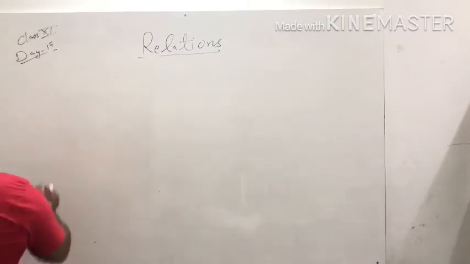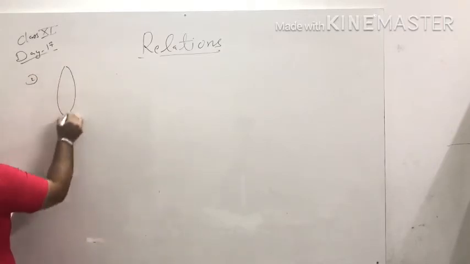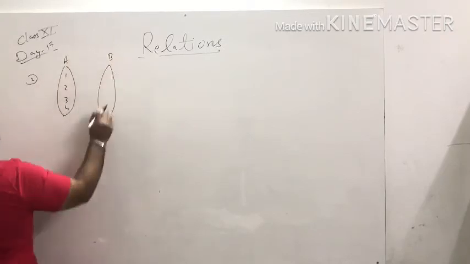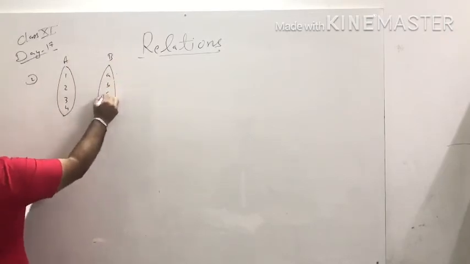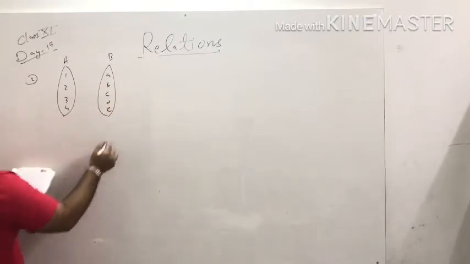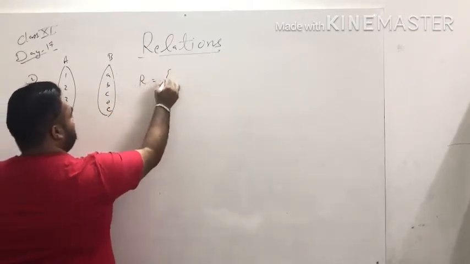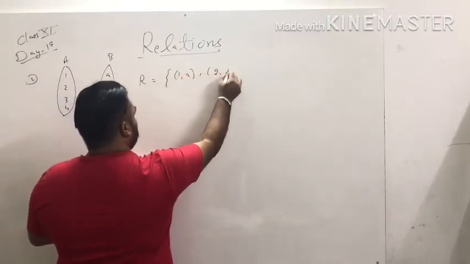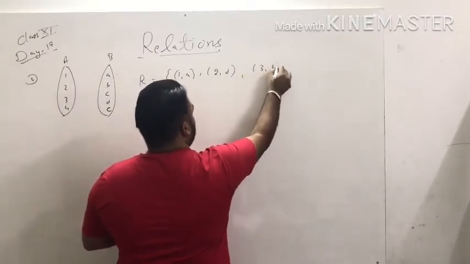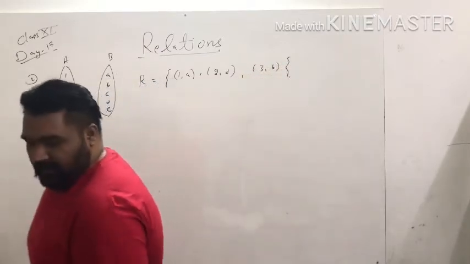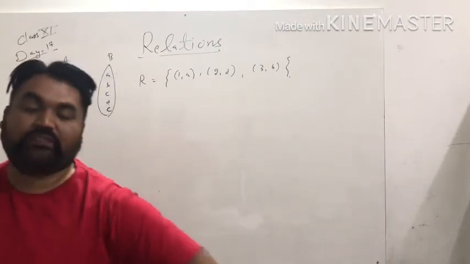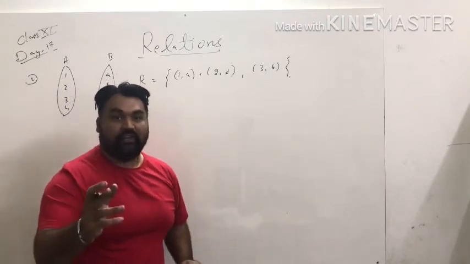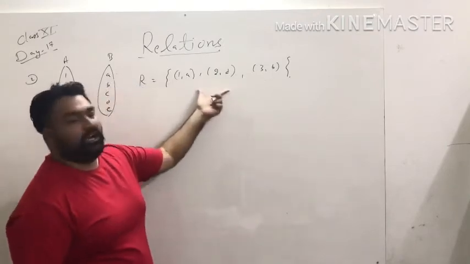Now we take another example. 1, 2, 3, 4 is set A, and B is A, B, C, D, E. Now relation R is (1, A), (2, D), (3, B). Remember one thing, we always find domain and range from the ordered pairs.